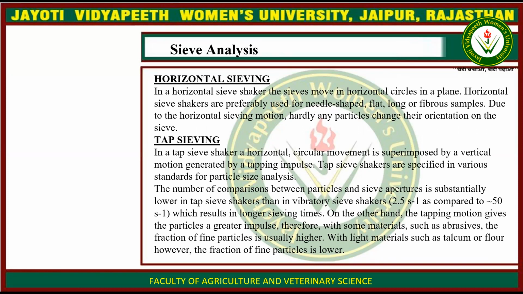Then tap sieving. In a tap sieve shaker, a horizontal circular movement is superimposed by the vertical motion generated by a tapping impulse. Tap sieve shakers are specified in various standards for particle size analysis. The number of comparisons between particles and sieve apertures is substantially lower in tap sieve shakers than in vibratory sieve shakers, that is 2.5 per second as compared to 50 per second, which results in longer sieving times.